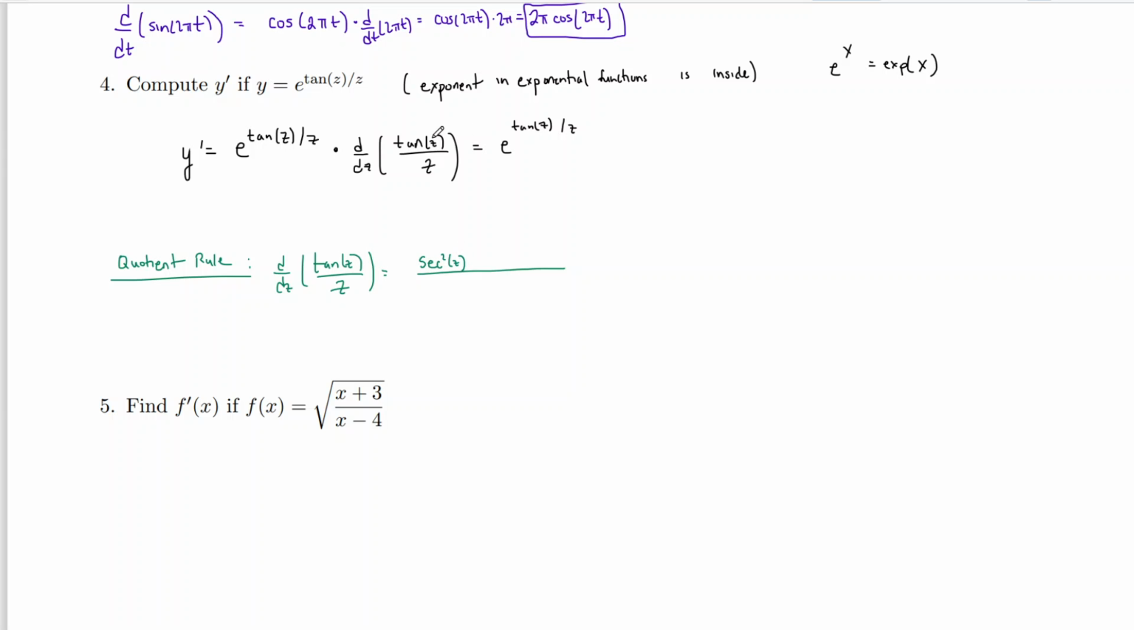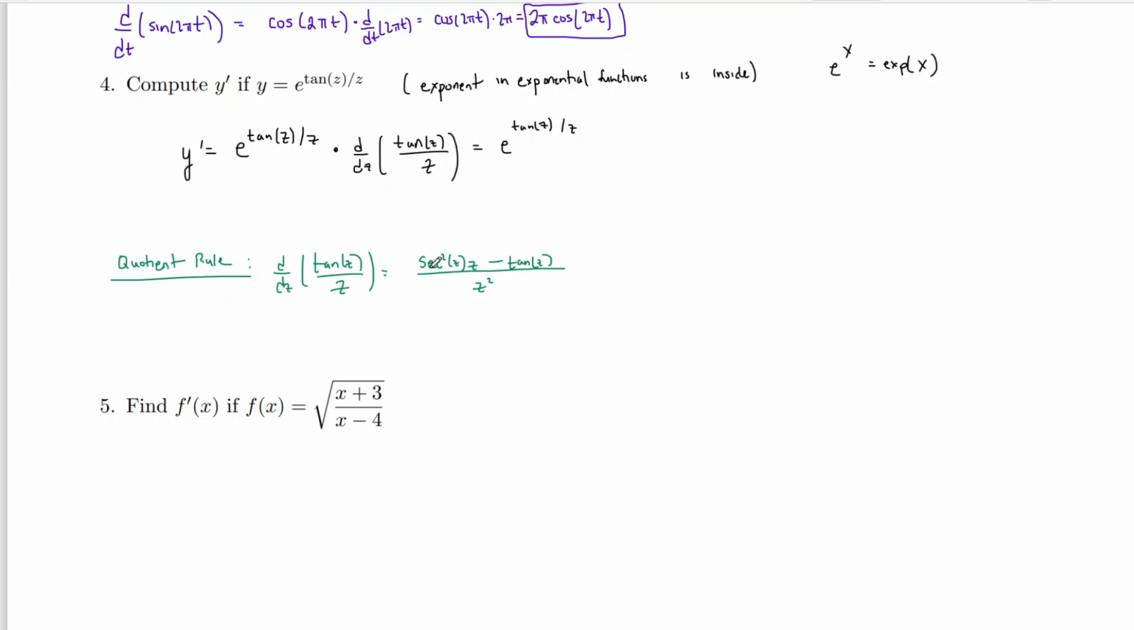Keep in mind that the inside is just z here, so we can use our old rules. We don't have to use another level of the chain rule. Then we multiply by the bottom, which is just z. We subtract, we multiply the top, tangent of z, by the derivative of the bottom. The derivative of z is 1, so actually I don't have to write it, and it's over z squared.